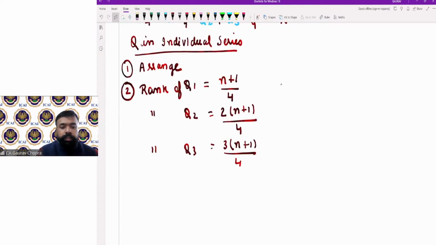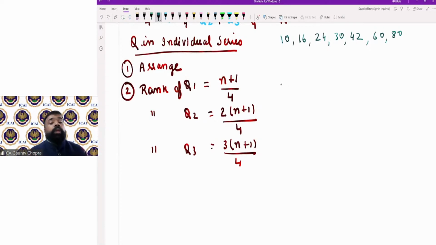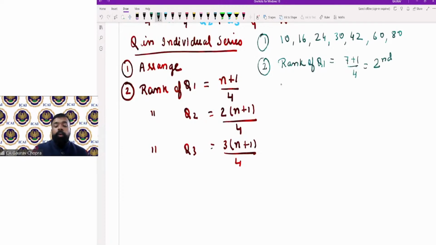So let's have some series. 10, 16, 24, 30, 42, 60, then 80. This is the given series. Now check whether the series is arranged or not. Yes, it is already arranged. The first step is done. Now the second step is the rank of Q1. So how many observations are there? 7. 7 plus 1 by 4, second rank. Now in second place, it is 16. So Q1 is equal to 16.